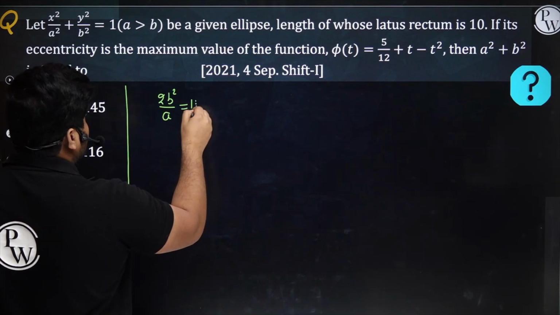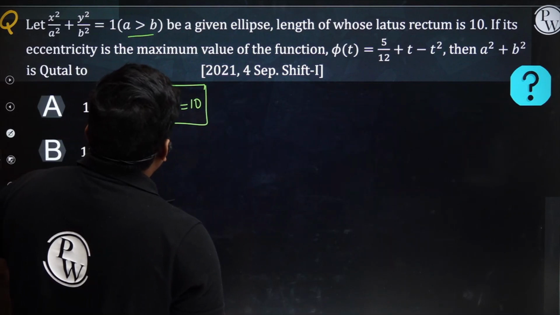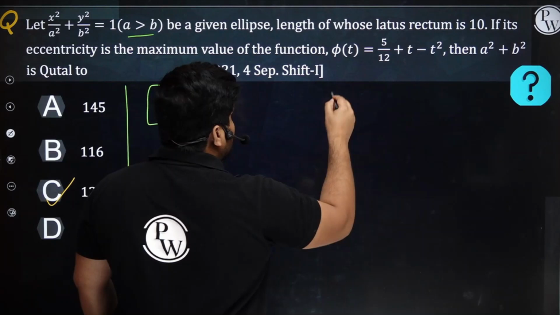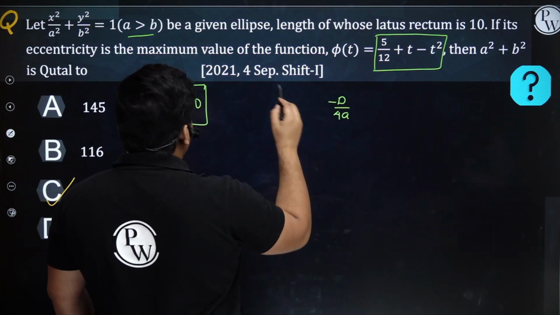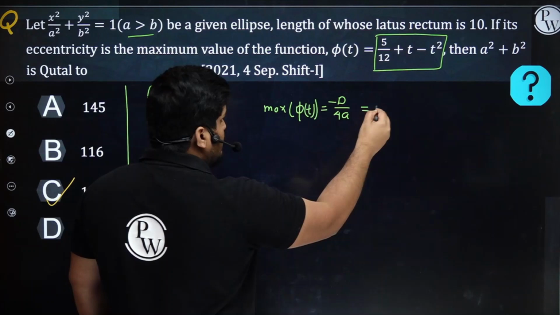If its eccentricity is the maximum value of the function, then a square plus b square... How simple is this, guys? We have to maximize it. Maximum is minus D by 4a, because this is a quadratic having a negative leading coefficient. So the maximum of phi t will be equal to minus D by 4a. What is the discriminant? b square minus 4ac.